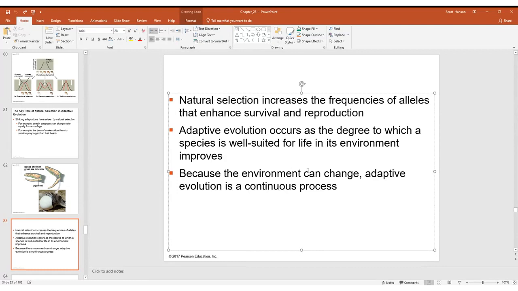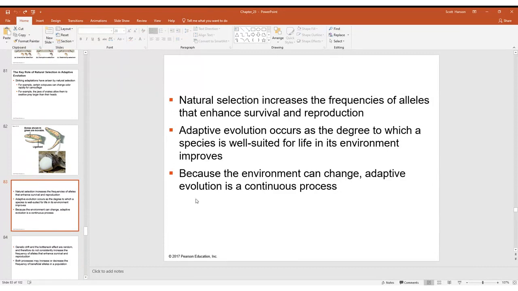And remember, environments can change. Because the environment can change, adaptive evolution is a continuous process, continuously reacting to changing conditions. So I'm going to end part 2 of the lecture here. And in part 3 of the lecture, we're going to go on and finish up the short section that's left for this chapter 23.